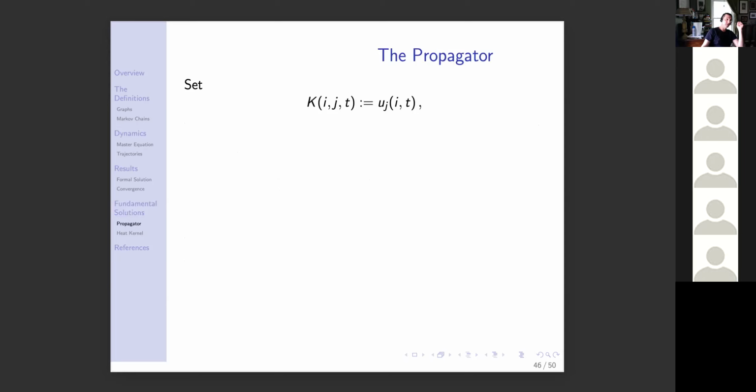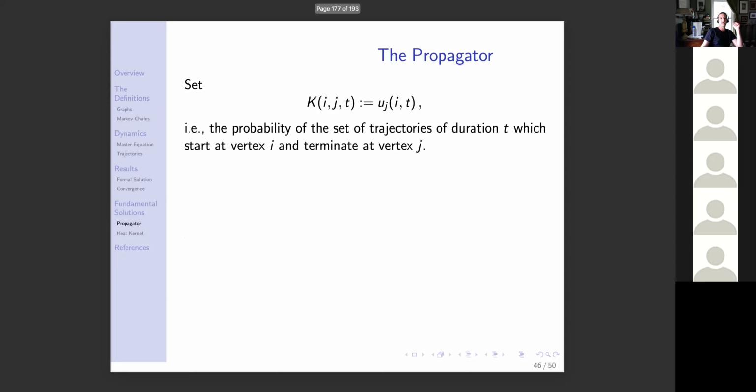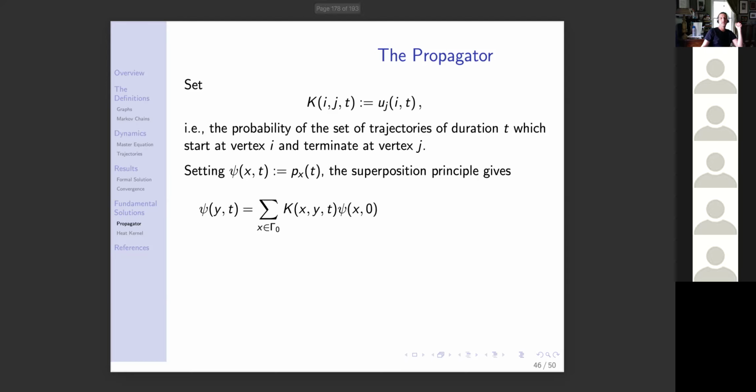Okay, I want to talk about the propagator, also known as an integral kernel, if you like. Physicists might call this a propagator, mathematicians might call this a kernel. So let's set k, I, j, t equal to u sub j of I, t. So that is the probability of the set of trajectories of duration t which start at vertex I and terminate at vertex j. Okay, so we start at vertex I and we terminate at j. And we want to know the probability of the set of trajectories of duration t which start at I and end at j.